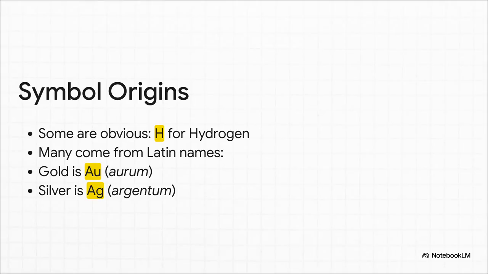And hey, here's a little fun fact for you. Ever wonder why silver is Ag or gold is Au? Well, some symbols are obvious, right? Like H for hydrogen. But a lot of them come from their old Latin names. Gold was aurum, silver was argentum, and lead was plumbum, which, funnily enough, is where we get the word plumbing. It's like a little piece of history baked right into the science.